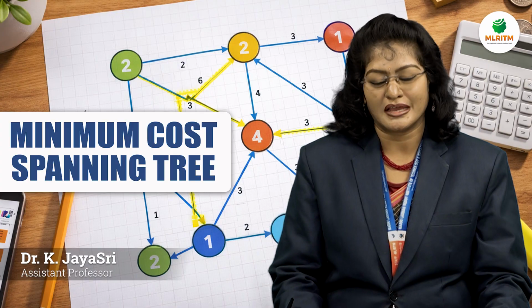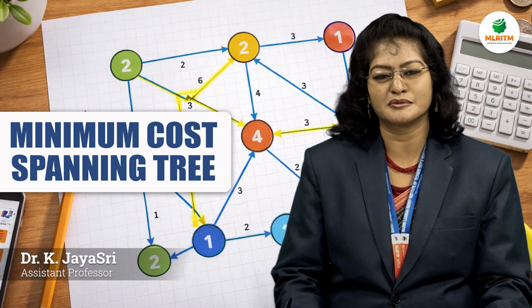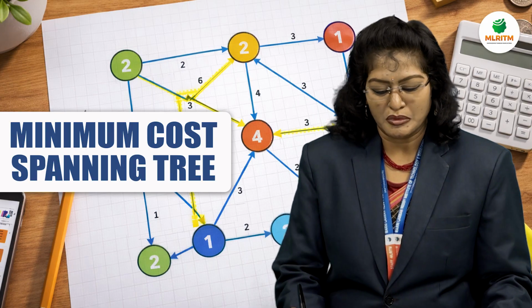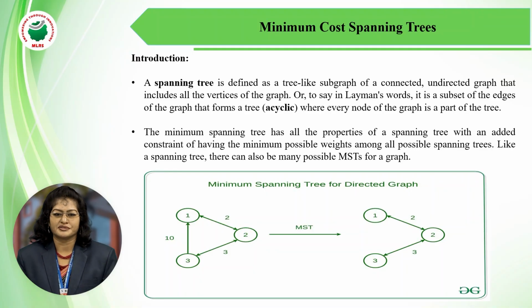Today I'm going to deal with the minimum cost spanning tree using Prim's algorithm. In the last class we discussed merge sort, and today we'll go on to the minimum cost spanning tree. So what do you mean by spanning tree? We need to learn about the tree structure we know, and the spanning tree.